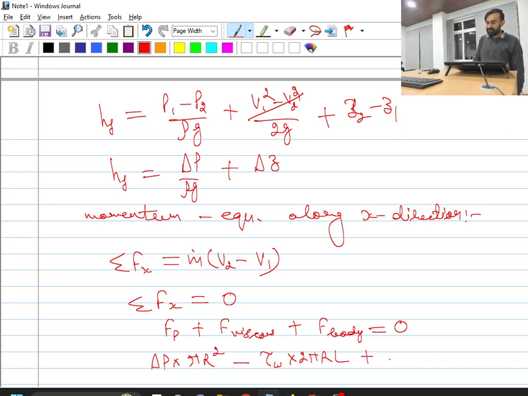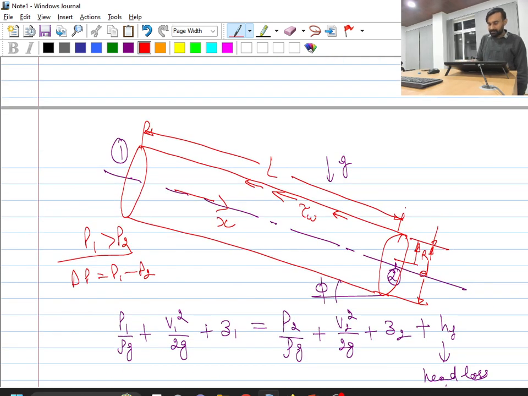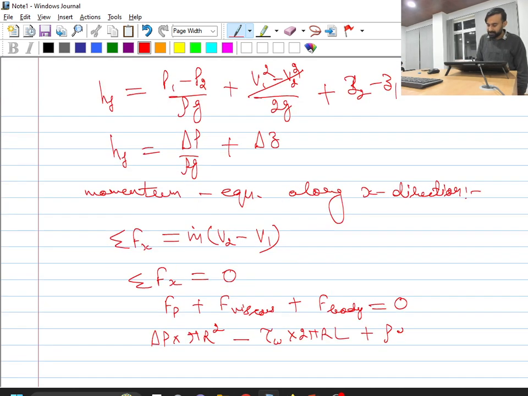Plus I will be having some body force. So rho times g, and if g is acting at a certain angle, then in the direction of the pipe I will be having the component g sine phi. So I will be considering rho g sine phi times volume. What will be the volume?